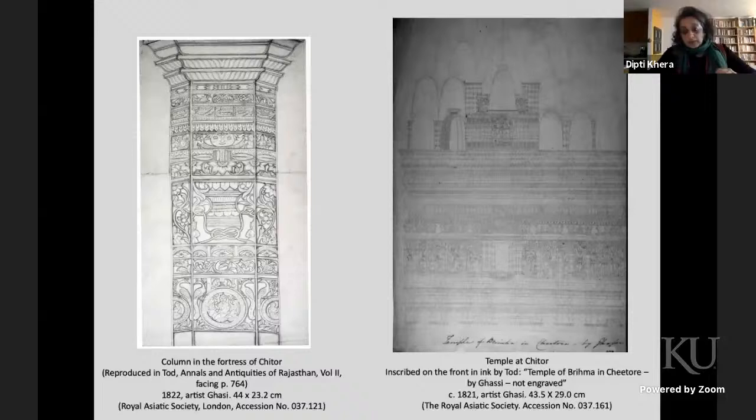So, for example, Tod writes that Ghasi is now at work on the outline of two remaining shrines, and he has promised to give up 10 days to the details of the ceilings, the columns, the rich and varied ornaments, which his pencil alone can represent, right? So we just see this kind of descriptive detail that is there in his drawings.